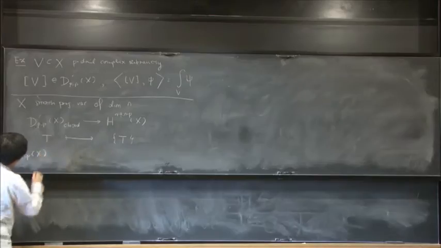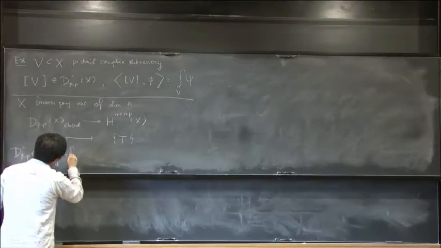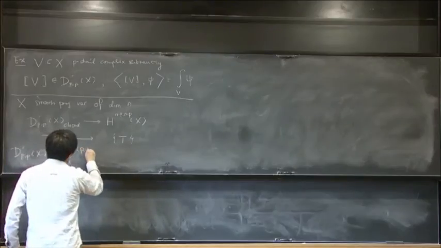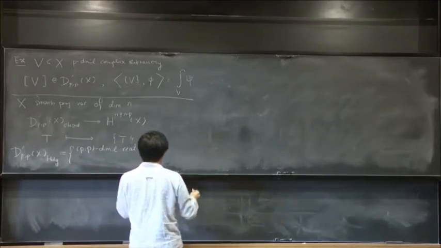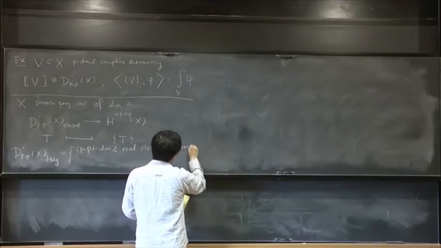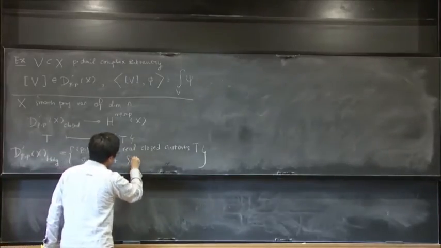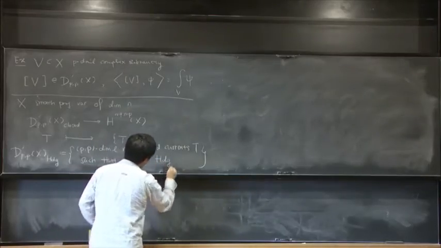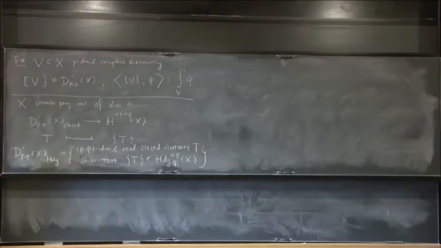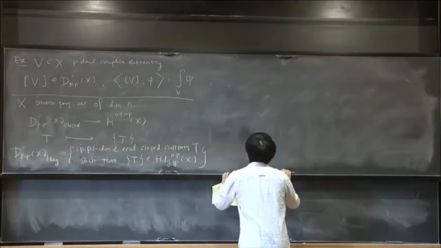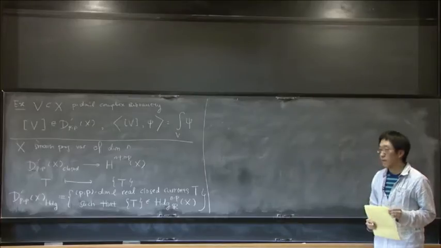With the help of this map, we can define a closed subspace, D prime (p,p), subscript Hodge, which is the set of all (p,p)-dimensional real closed currents T such that the class of T lies in this Hodge of n-p over the real numbers of X. So it's still a huge space. Yes, real.